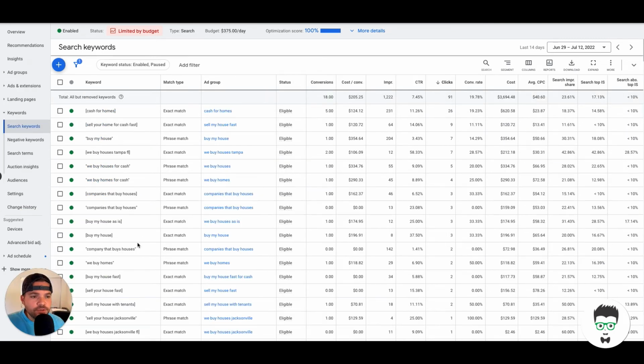Okay, so as you'll see here in the keywords, we're using both exact match and phrase match. So exact match means that whatever the consumer searches for inside of this campaign has to be pretty much exactly Cash for Homes in order for this campaign to pop up for this keyword. And then phrase match means that Buy My House has to be included inside of what they search for on Google in order for the campaign to show. So that gives you an idea of what we're looking at here.